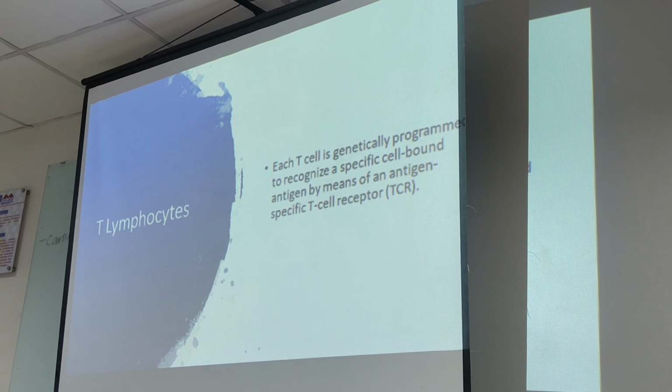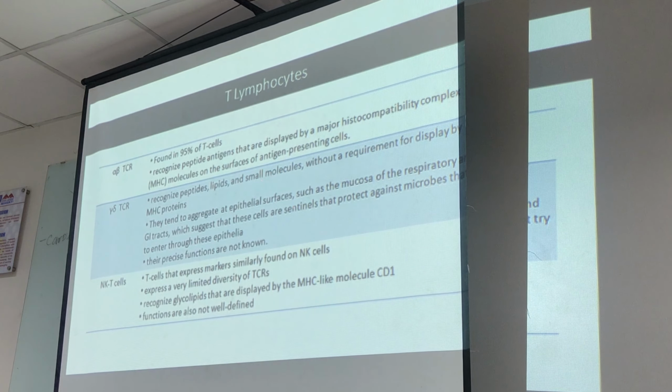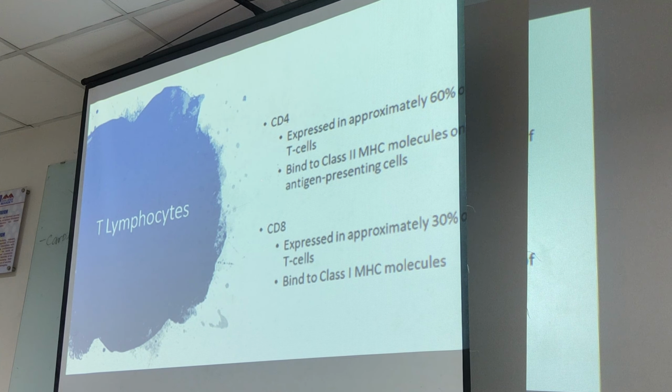Each T cell is genetically programmed to recognize a specific cell-bound antigen by means of its receptor. The main receptor is called the alpha-beta receptor, but other receptors are also present. However, their functions are not well understood. T lymphocytes, in the majority of their classification, can express CD4 or CD8. CD4, of course, is your T helper cells. They bind to MHC class II molecules. And CD8 is expressed on approximately 30% of T cells. These are, of course, your cytotoxic T cells, and they bind to class I MHC molecules.